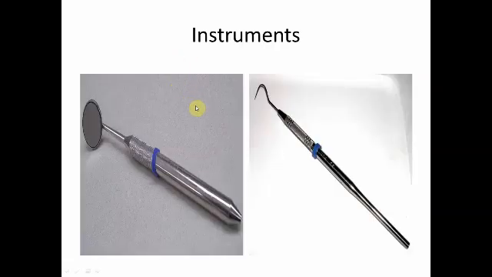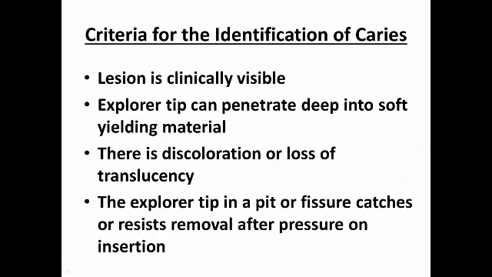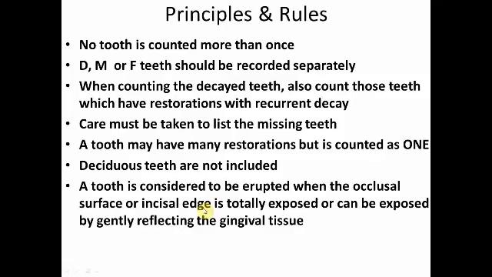These are the instruments used for measuring or finding the decayed teeth. Criteria for identification of caries: the lesion is clinically visible. It should not be just discoloration. Clinically visible caries, explored by the tip of the explorer used in this process.